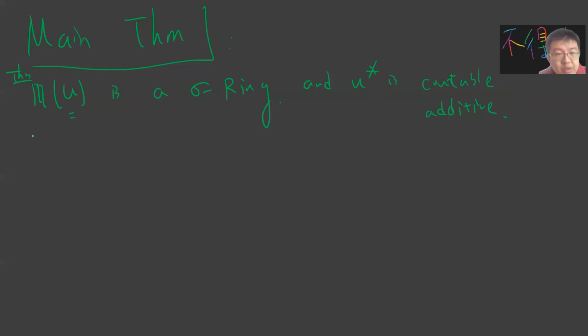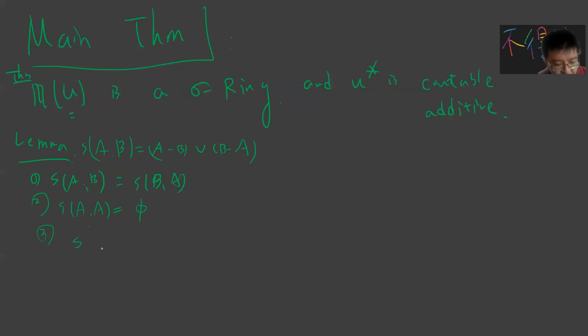Okay, so let me just see the simple lemma, which is important. So first one is that S(A,B), the symmetric difference, is the same as S(B,A). Yeah, this is trivial, right? Because S(A,B) equals A minus B union B minus A. And the second is that S(A,A) is trivial. And the third is that S(A,B) is less than S(A,C) union S(C,B).